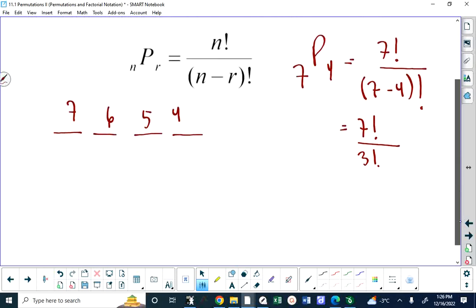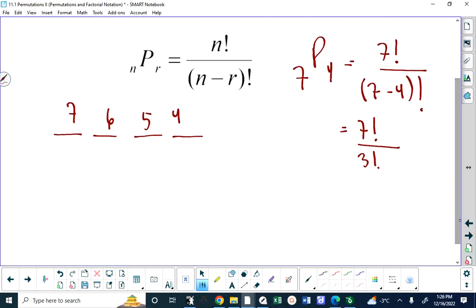Because the 3 factorial is contained in the 7 factorial. And this is what I think, Thomas, you and I were talking about yesterday. You figured that out before I even told you this formula. 7 times 6 times 5 times 4 factorial, times 3 factorial over 3 factorial leaves you with the 7 times 6 times 5 times 4.